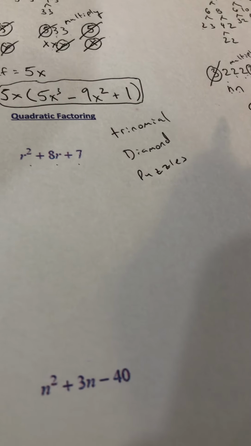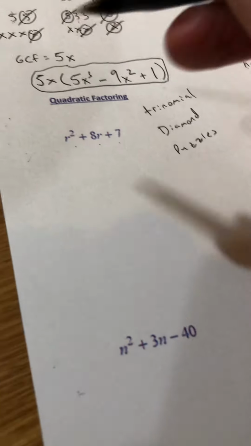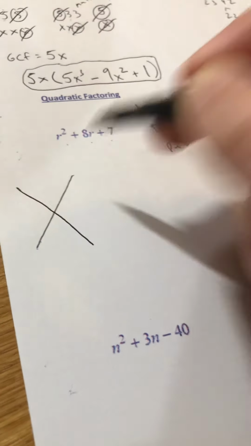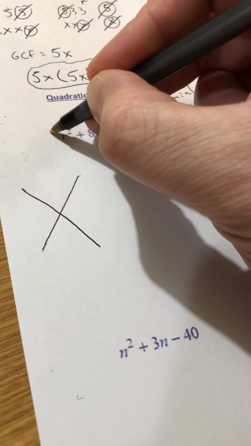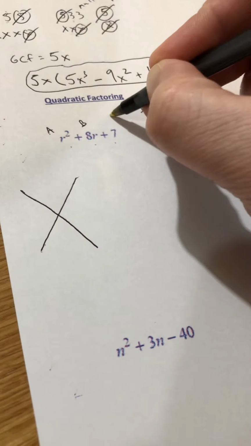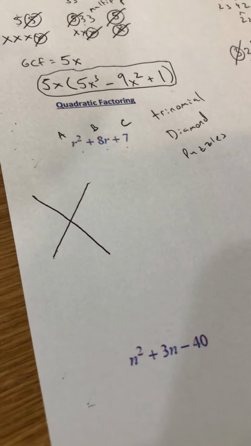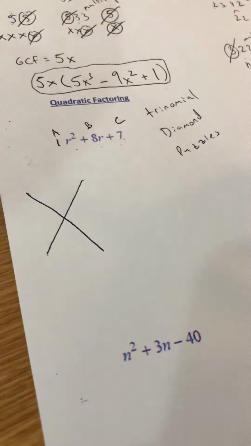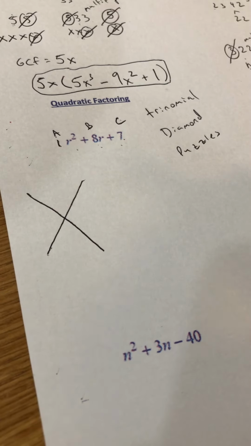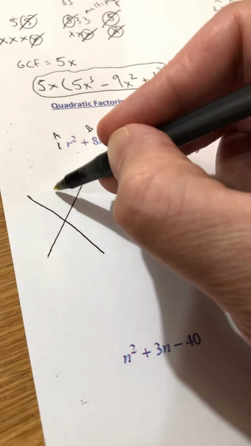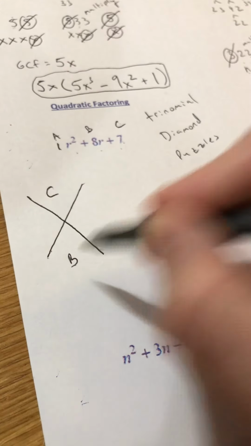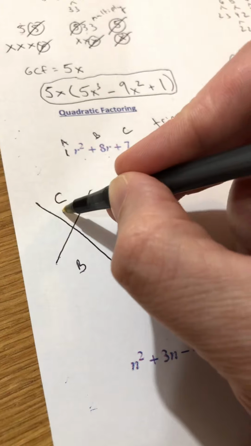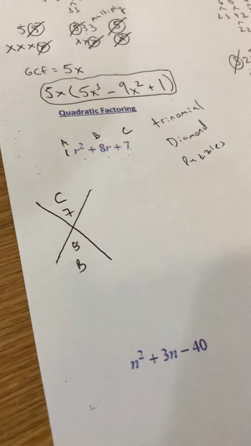Okay, diamond puzzles. So remember, our diamond puzzle is set up like this. Okay, I draw a diamond. Okay, so what we do is we have 3 numbers here. We have an A value, a B value, and a C value. Okay, the C value is 7, the B value is 8, and there is no A value, which means it's an A value of 1. Okay, so what we do is we want our C value to be up here always, and we want our B value to be down here. Okay, so in this case, our diamond's going to have a 7 on top and an 8 on the bottom.